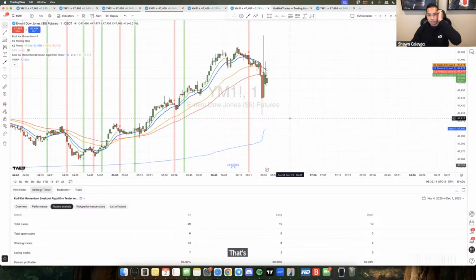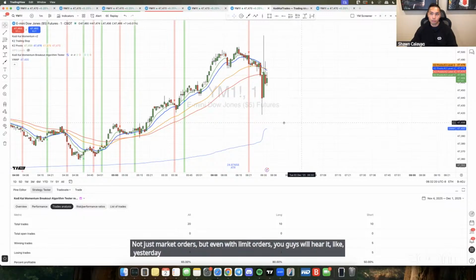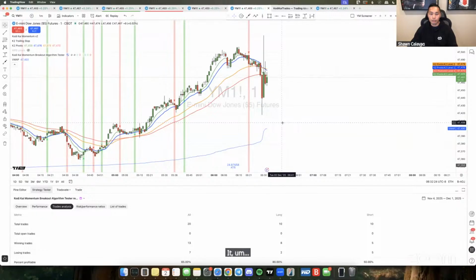That's one thing I started to notice, with not just market orders, but even with limit orders. You guys will hear it, like yesterday when I put my limit order in on the trade, it says like order placed or order filled, or whatever it may be.